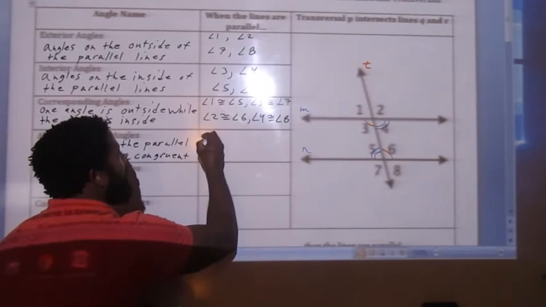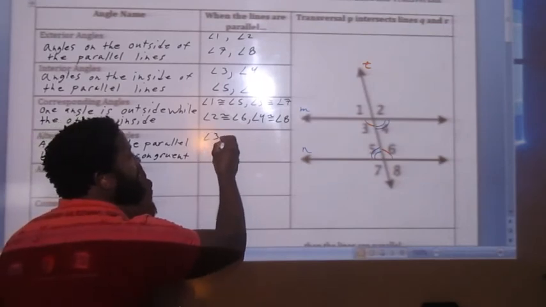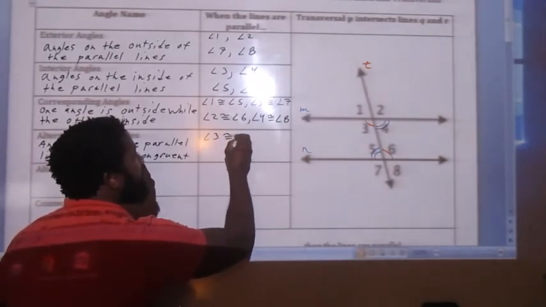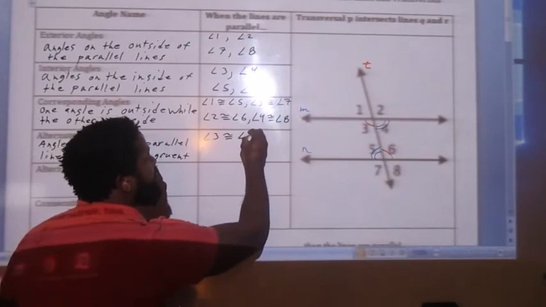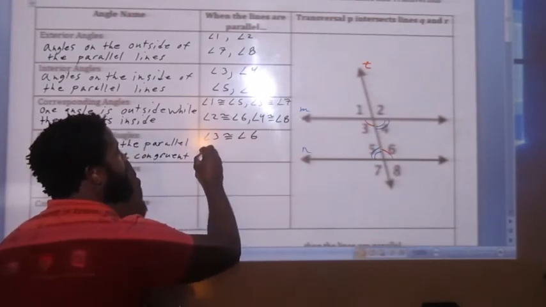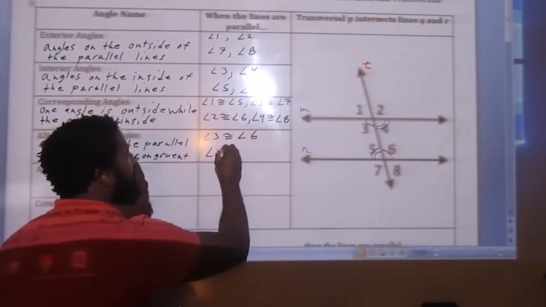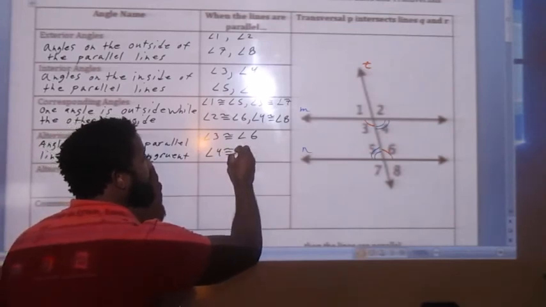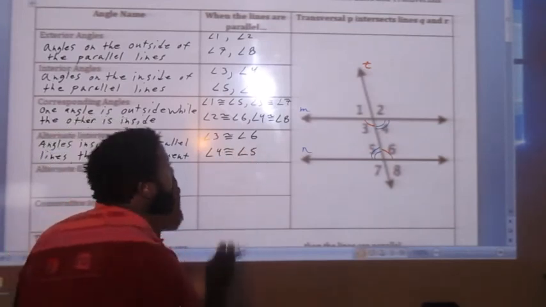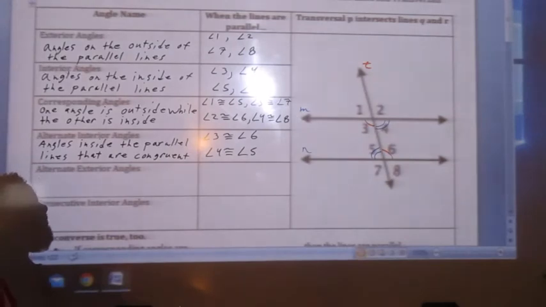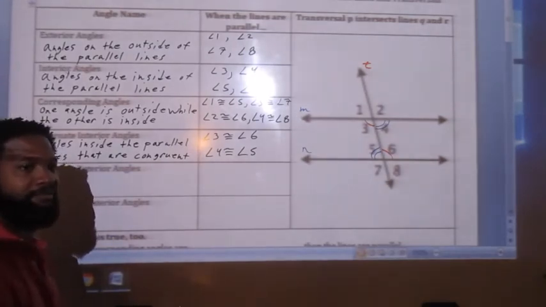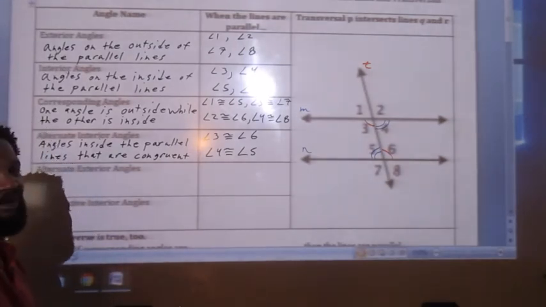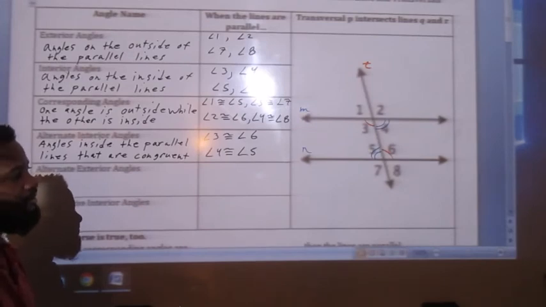So you have angle 3 is congruent with angle 6. And angle 4 is congruent with angle 5. Okay? So take your time with this. I made it so that it's not going to run away from you. Okay? Oh, it's exterior. Take your time.